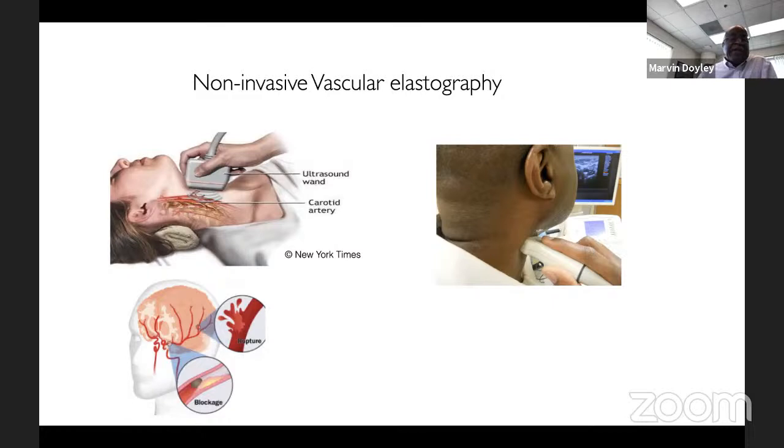So the idea here is if you just look at the carotid artery. So this is the artery in your neck. So here you can see on the right, I'm scanning my neck.